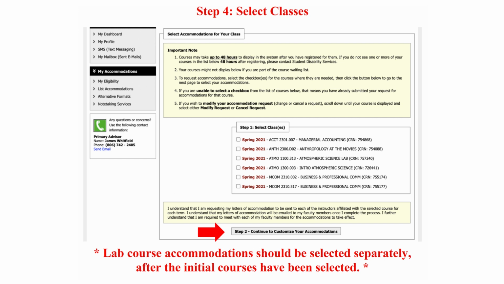You will see here that your classes are listed one right after the other. There is a checkbox next to each class. This is where you will check which class you need accommodations for. Once you've made your selections, you will click on Step 2, Continue to customize your accommodations.